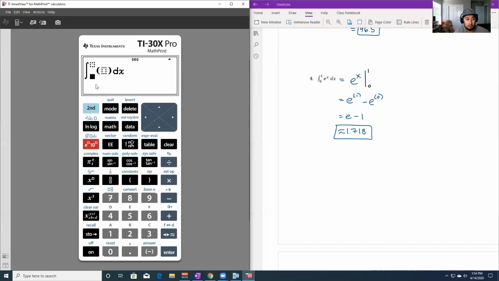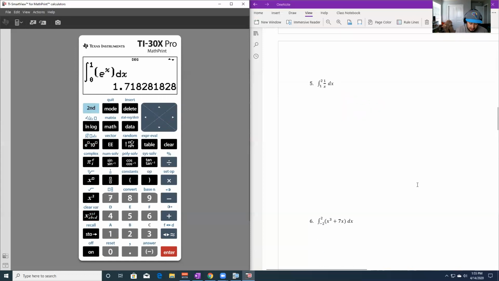Second integral 0 to 1 of, and if you need to type in e to the x, there's e and to the x. That's it. 1.718. Golden. Life is good, y'all.